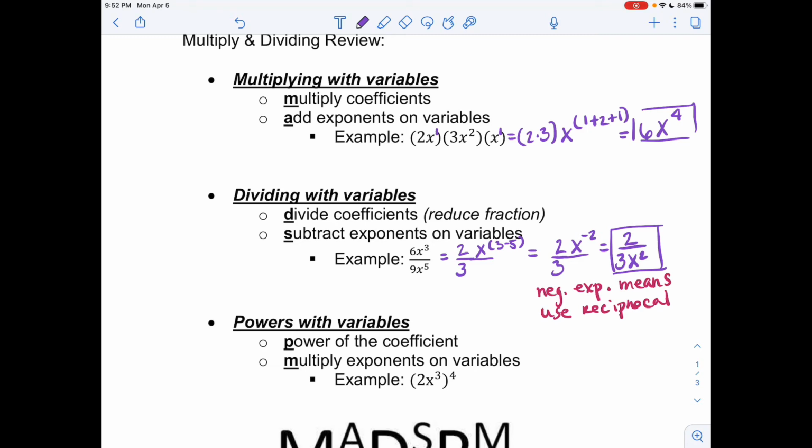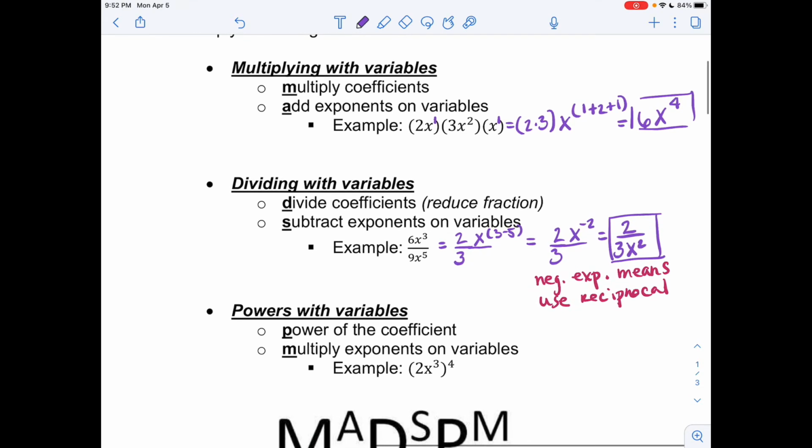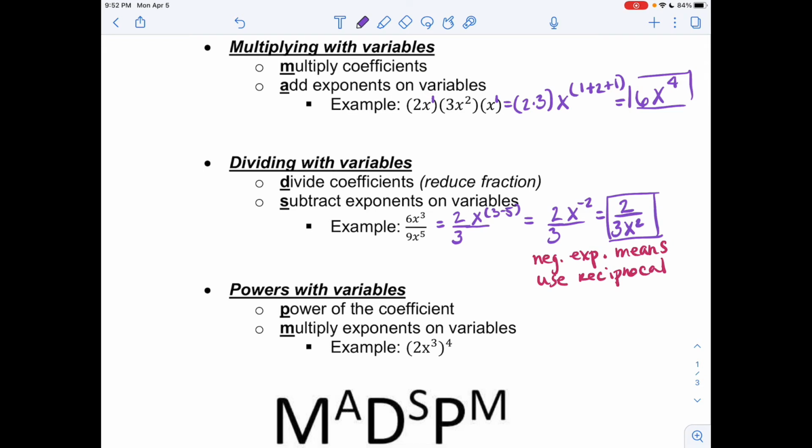All right. One last piece for multiplying and dividing review, and that is powers that have variables. So we will take the power of any coefficient and then we will multiply the exponents on variables. So if we have 2 times x to the 3rd and the whole thing is raised to the 4th power, I'm going to take the 4th power of 2. So let's write that, 2 to the 4th power. And then I want to multiply that by x raised to the 3 times 4 power.